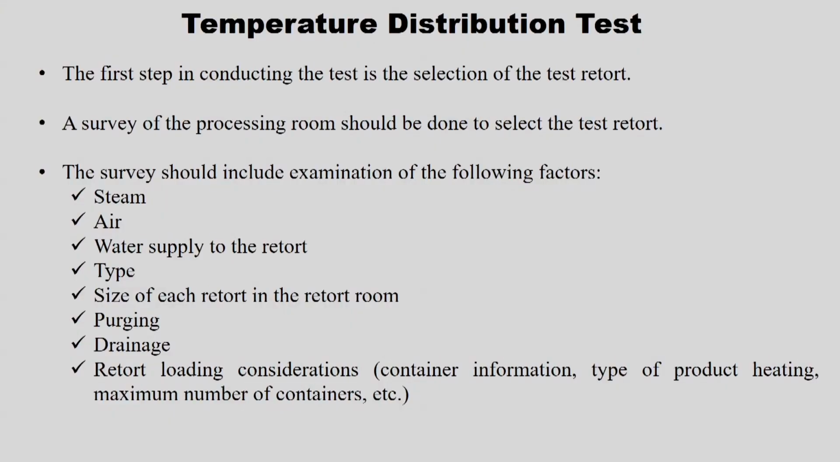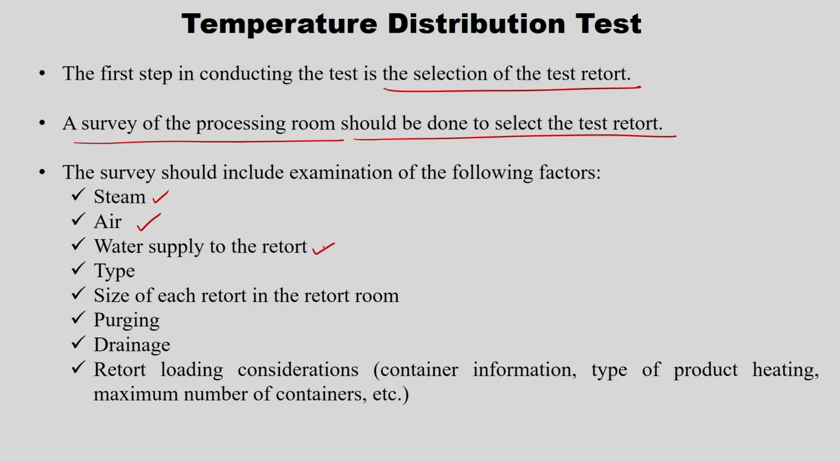The first step in conducting the test is the selection of the test retort. First we need to select the test retort, then the survey of the processing room should be done to select it. So, where am I going to keep my retort? The survey includes the examination of the following factors. One is, if we are applying steam, the steam quality, temperature, etc. Then the air, because we have already learned that. To have the pressure balance between inside the can and outside, we also use compressed air. Then the water supplied to the retort for the cooling period, and the type of retort and size of each retort in the retort room.